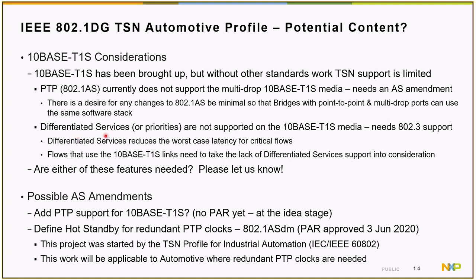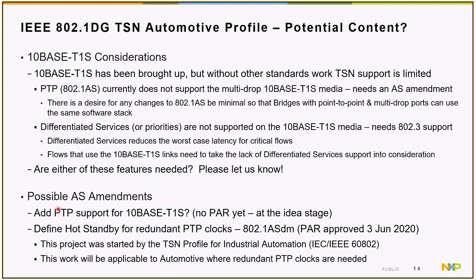It's also lacking differentiated services, or priorities are not supported on the media. Now that will need 802.3 support. What the differentiated services do is reduce the worst case latency on critical flows, but 10-base T1S is deterministic, and if you take into account this lack of differentiated services support, things can still work for you. So that may not be a problem. That's why the question: are either of these features needed? Please let us know, help us drive these, because if we need an amendment to AS or work with 802.3, the earlier that starts, the better.